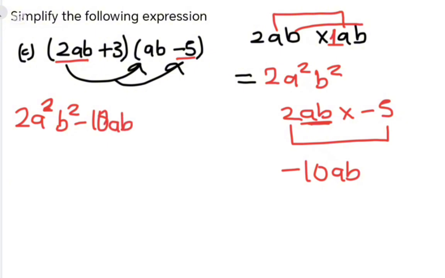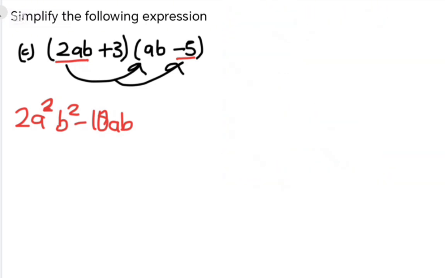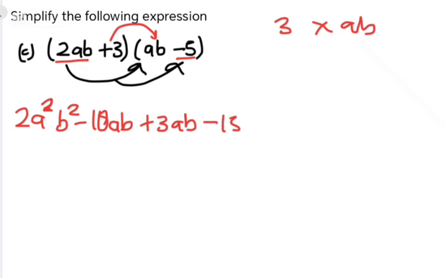So next, I'm going to do the same thing on the remaining ones. This time around, I'm just going to take this one and multiply with this one, which is 3 multiplied by ab. So 3 multiplied by ab, this is easy. So this is going to be plus 3ab. Then the last one is 3 multiplied by negative 5, which is going to give us negative 15.